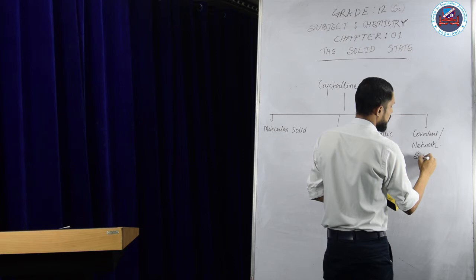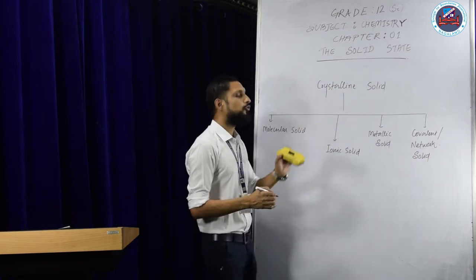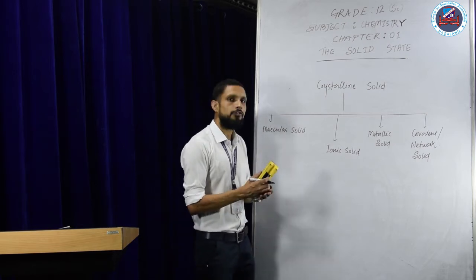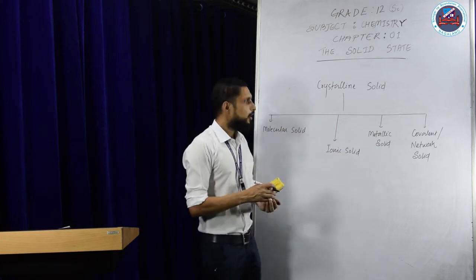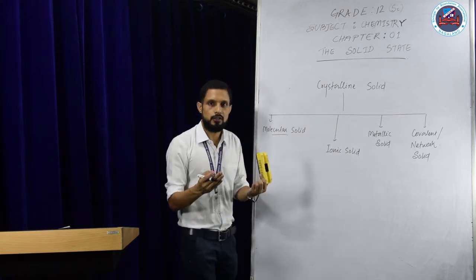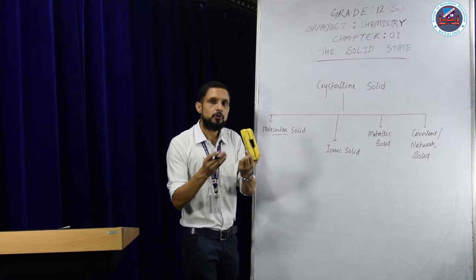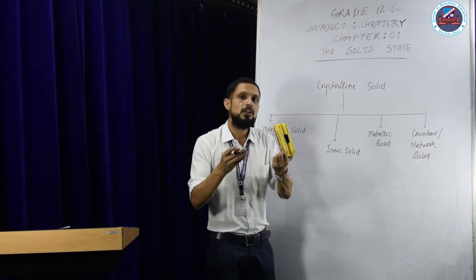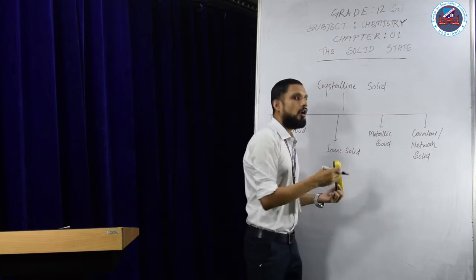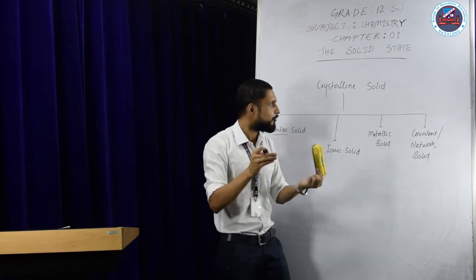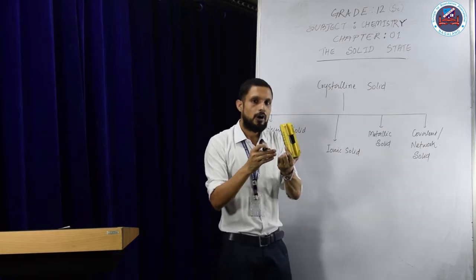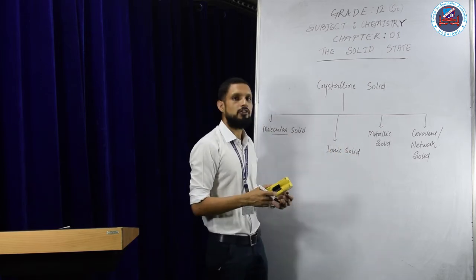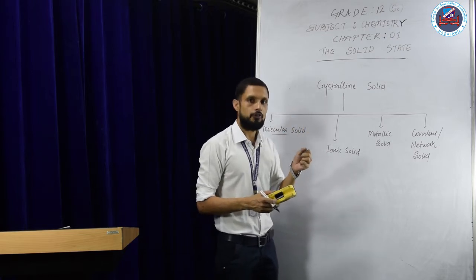Covalent or network solid. Now this classification is based on the intermolecular force that constitutes the solid. Molecular solids are made up of molecules, so it is based on the interaction between the molecules. Ionic solids are made up of ions, so it is based on the interaction between the ions. In metallic solids, metals are surrounded by a sea of electrons. In covalent solids, the atoms are linked by covalent bonds. So this classification is based on intermolecular force.